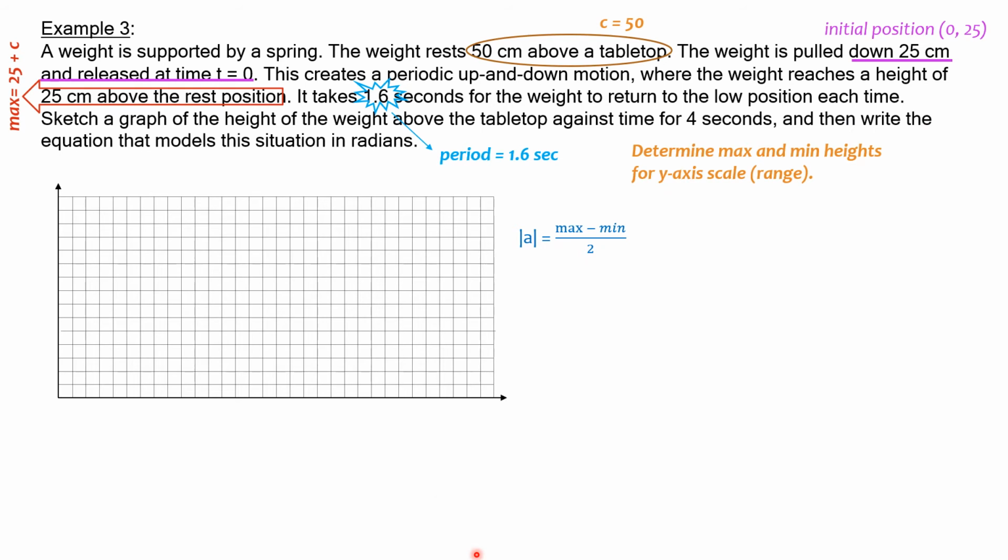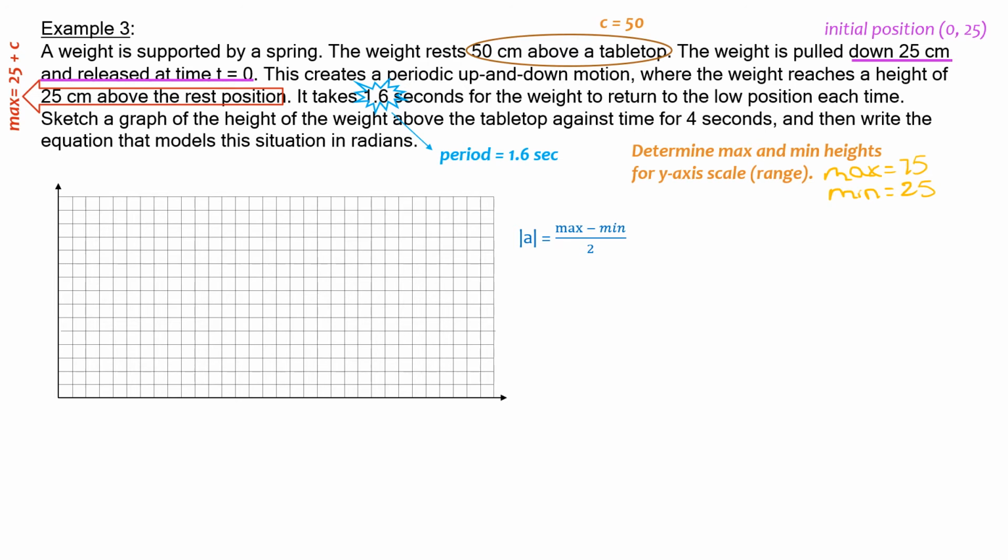I think we already have the max on the side. We already talked about the max. So our max is 75. Put that here, our max is 75. And what about the min? What's the minimum value? So that's 25, remember, because it goes down 25 below 50. So our minimum is 25. So now we can get our amplitude. Our amplitude, there are absolute value signs there because amplitude is always positive.